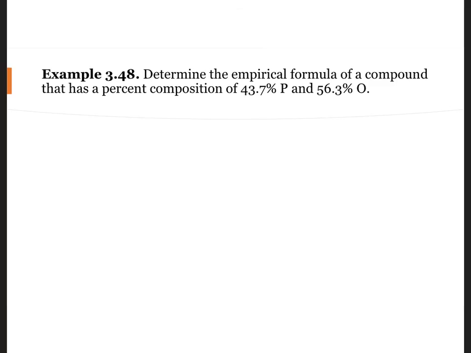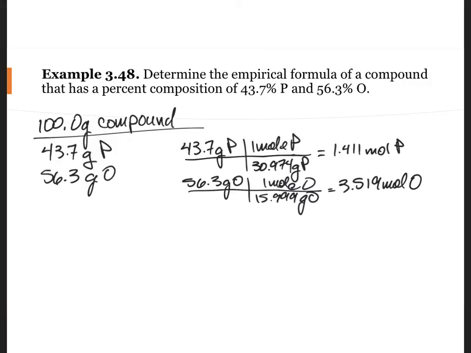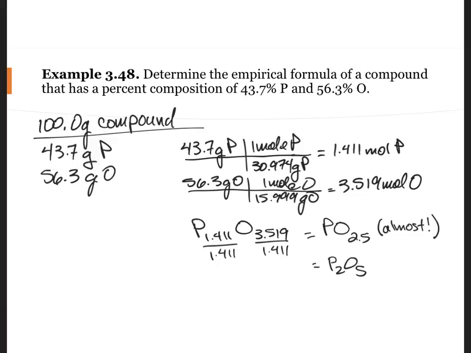Here's one for you to try. What is the empirical formula for a compound that is 43.7% phosphorus and 56.3% oxygen? First, assume you have 100 grams of the substance. This gives you 43.7 grams phosphorus and 56.3 grams oxygen. Convert these masses to moles, then divide or multiply as needed to get the empirical formula.